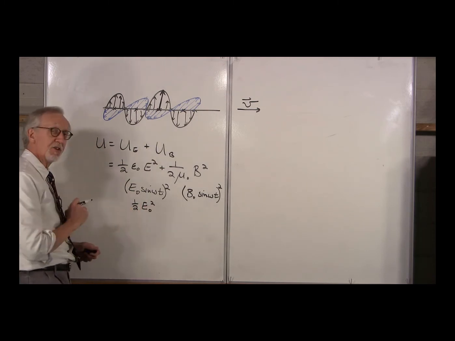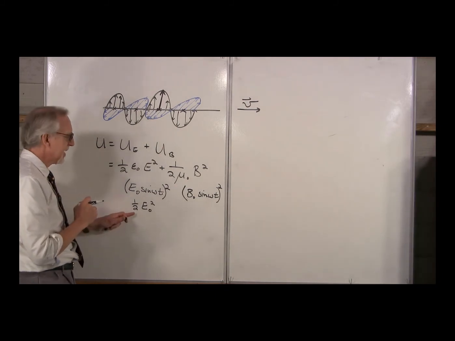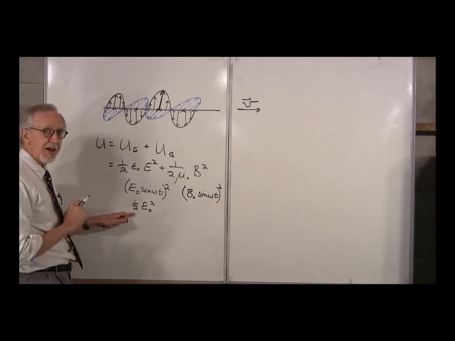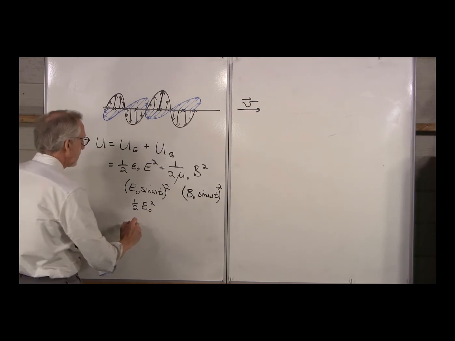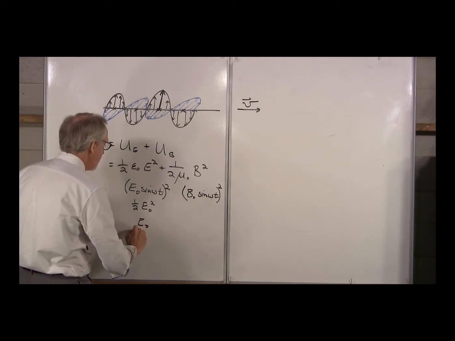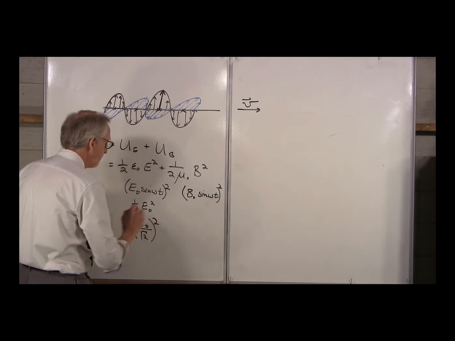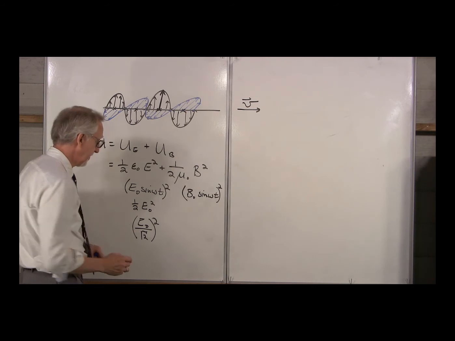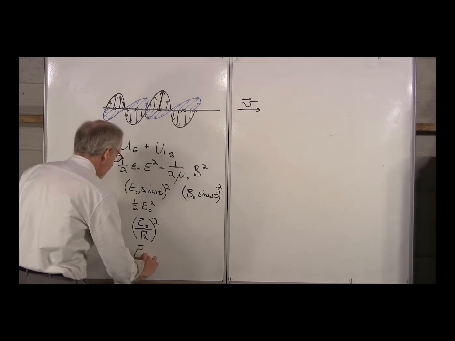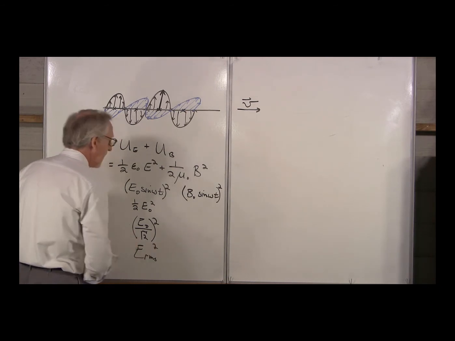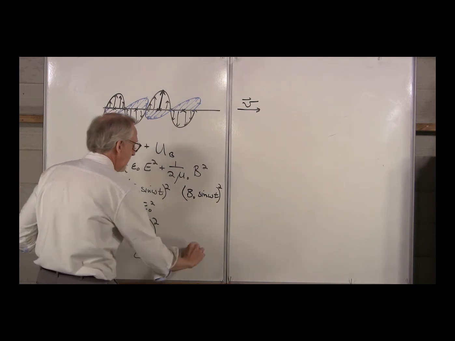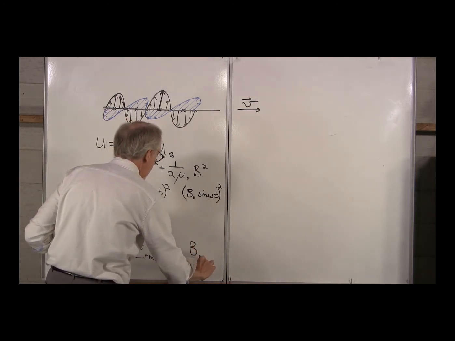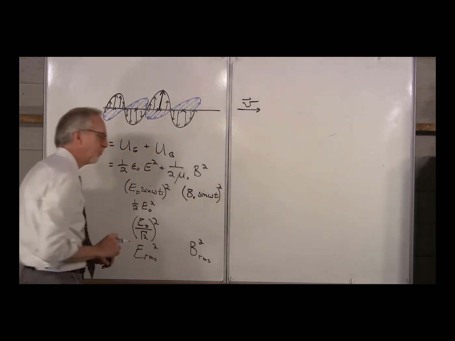Well, we'll do the same trick we did before, take that 1/2, divide it into 2 factors of the square root of 2. We could write this as E naught over the square root of 2, quantity squared. And what's E naught over root 2? It's the ERMS value. We can write that as ERMS squared. And then what's the average of this going to be? That's going to be BRMS squared.